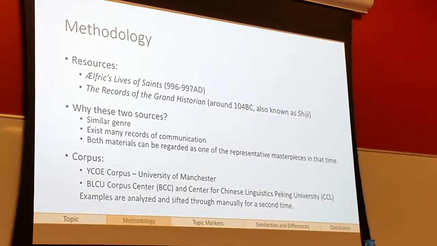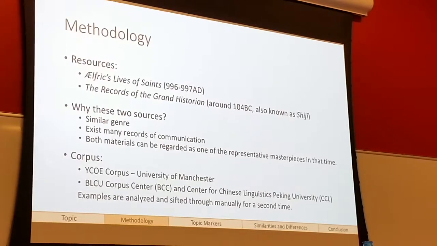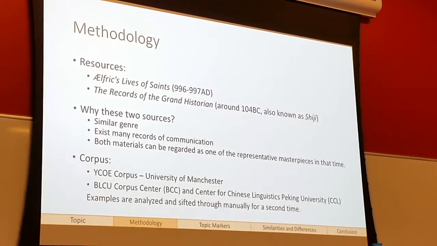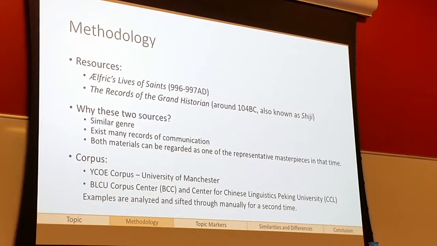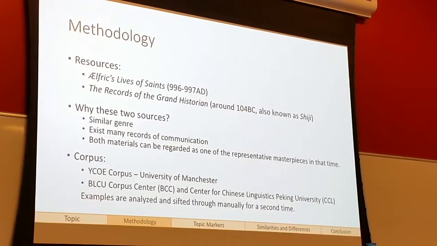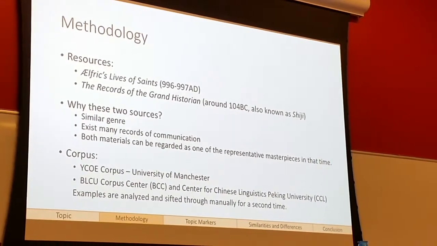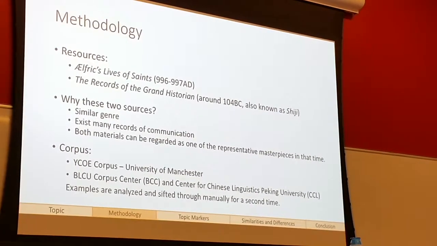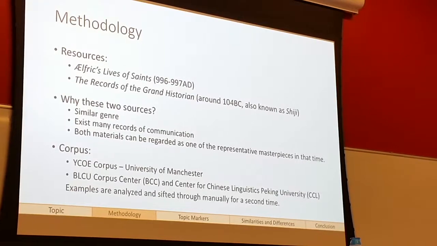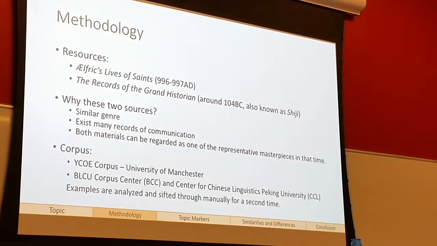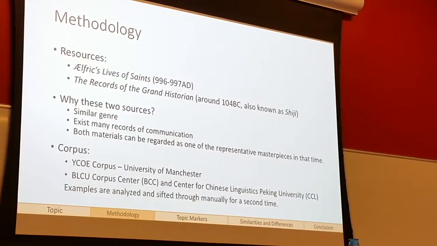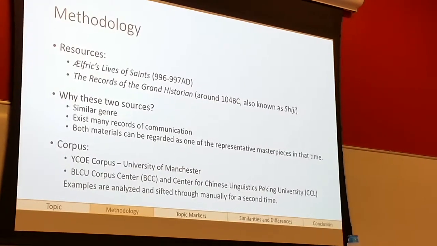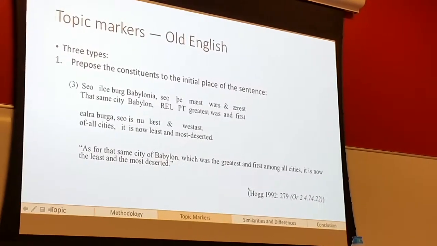So the corpus I'm using is the YCOE corpus from the University of Manchester, which is related to Old English. And the second, for the Chinese corpora, I was using BCC and CCL. And all the examples, as you know, the Chinese corpora doesn't have tags, so all the examples are analyzed and sifted through memory for the second time. So around 3,000 more tokens were analyzed for this project. So let's go to the results.